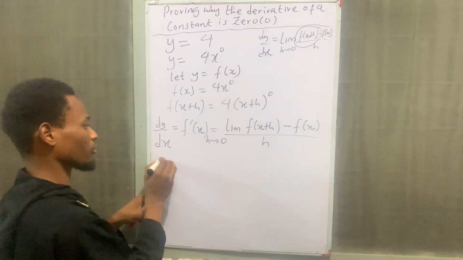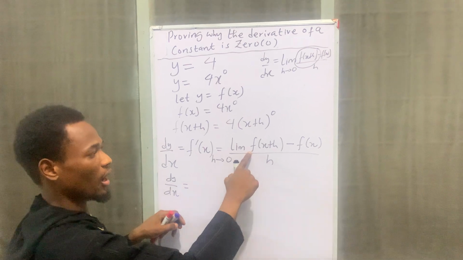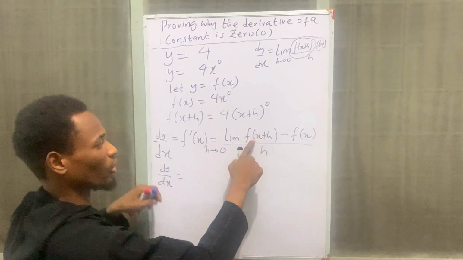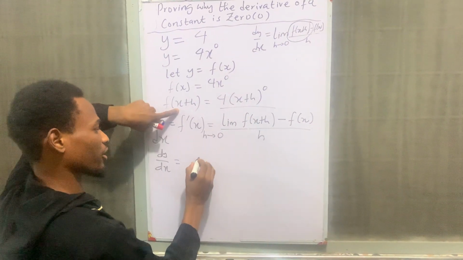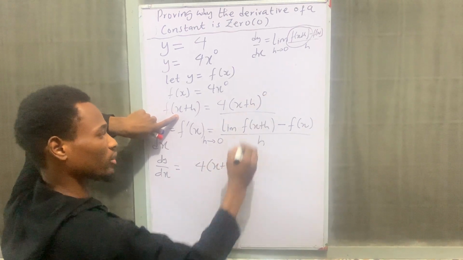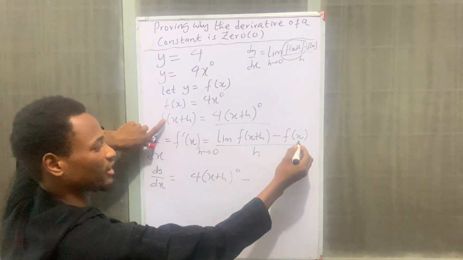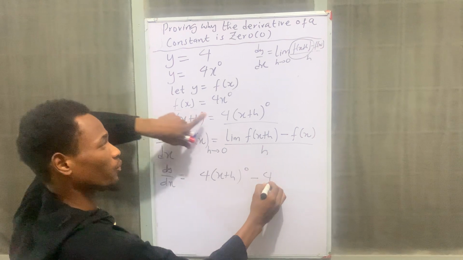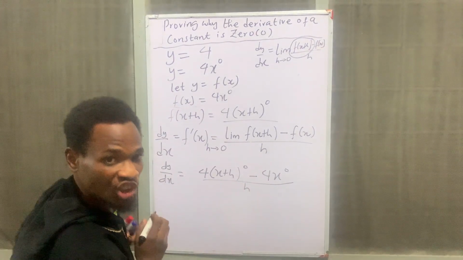So now my dy over dx finally becomes, I have f of x plus h. So what is my f of x plus h? Clearly it is this. So I'll write 4 into bracket x plus h to the power 0. Then I have minus my f of x. My f of x here is 4x to the power 0, all divided by h.